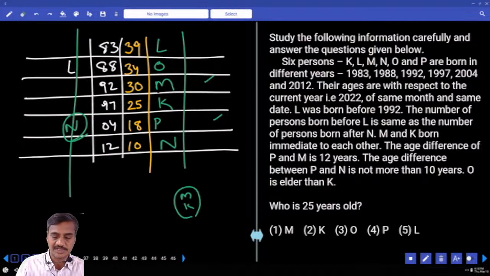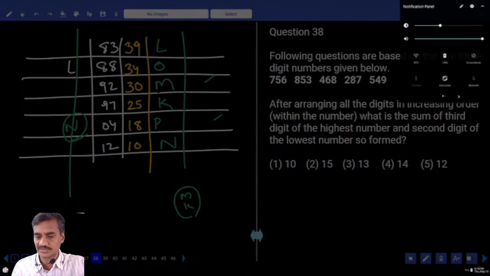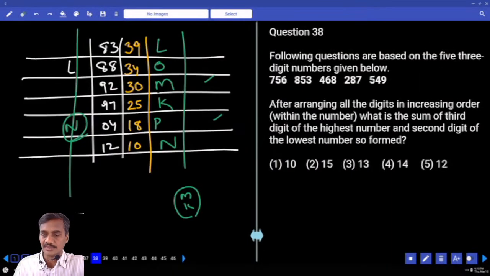Then 38 to 40. Now they are based on a set of numbers. Now in this set of numbers, after arranging all the digits in increasing order within the number, what is the sum of the third digit of the highest number and the second digit of the lowest number? Now we need to find out the highest and the lowest. Then how to identify this highest and the lowest? All the digits are arranged in ascending order, and which digit comes at the first place? The lowest digit. Now the lowest digit in each of these numbers should be written first.